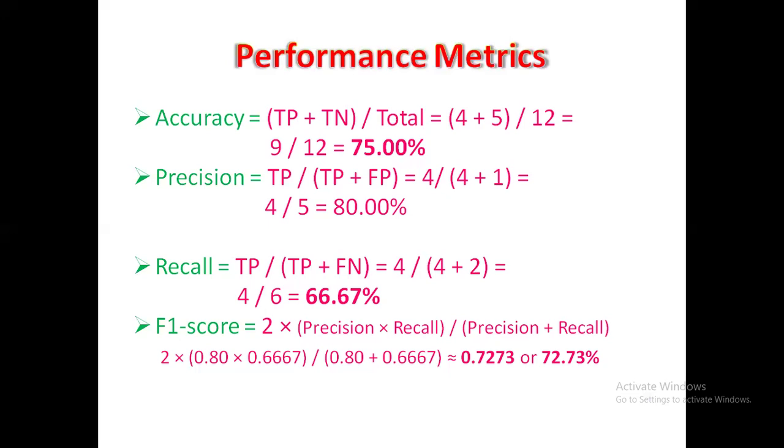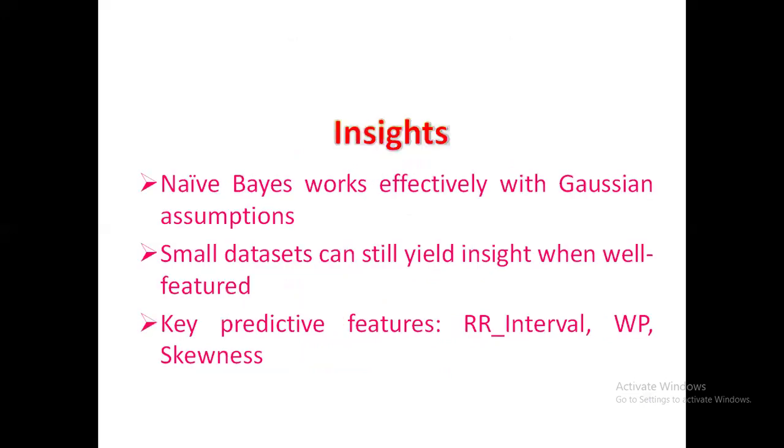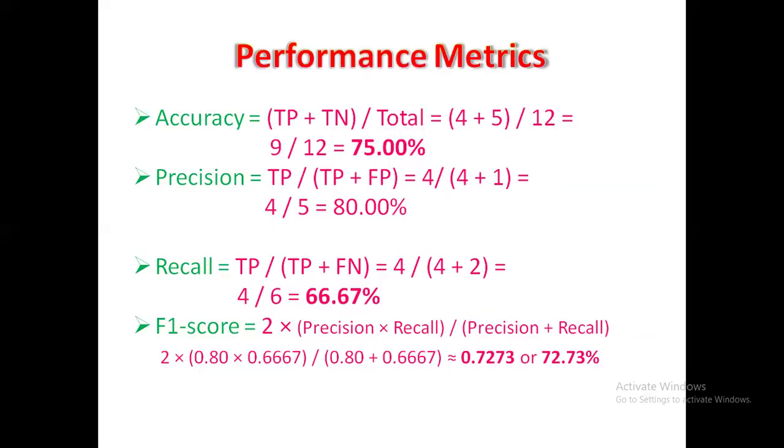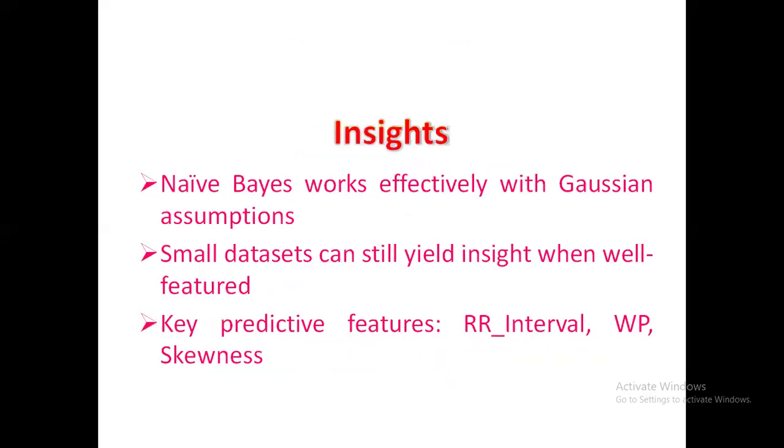This F1 score reflects a good balance between correctly identifying abnormal cases and minimizing false alarms, making the model fairly robust for ECG based abnormality detection. And what is the insight? So we have seen so many calculations. What is the insight of this algorithm?